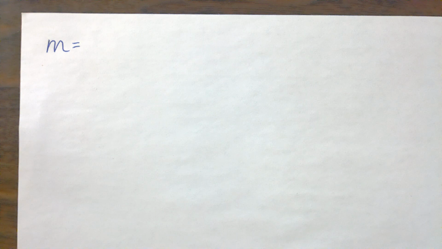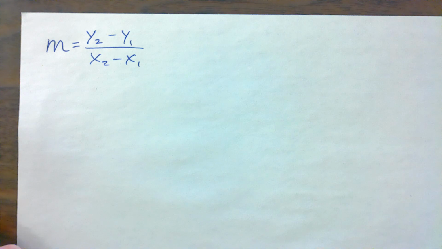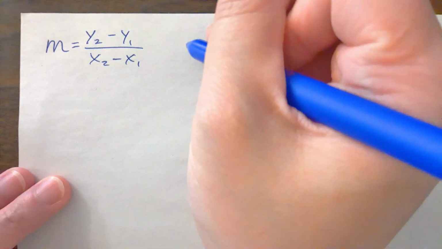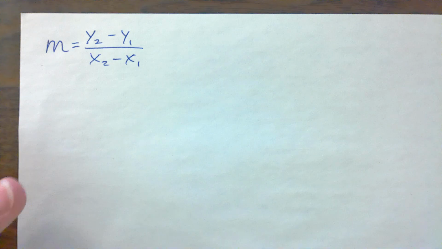What is the slope formula? Slope formula is y2 minus y1 over x2 minus x1. Good. Okay. When do we need to find a slope? When we want to find the equation of a line. And remember, the perpendicular slope is the negative reciprocal.